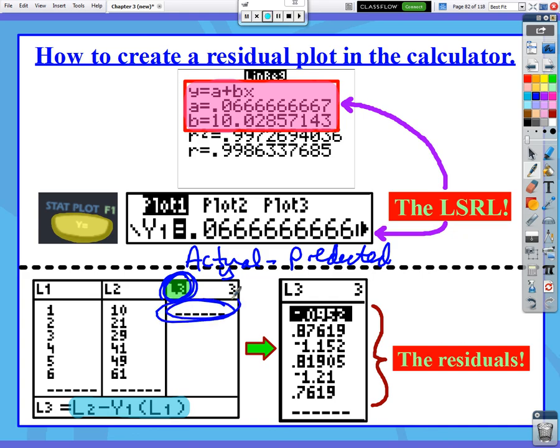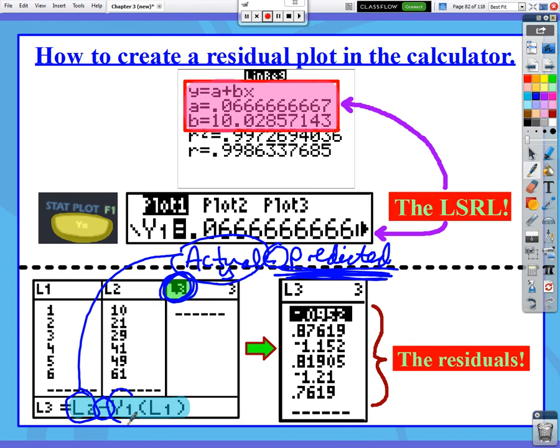You don't want it here in the first entry spot of list 3, but go up to list 3, and we're going to type in list 2, because again, list 2 are the actual y values, and then we're going to subtract away the predicted y values. And this is where our regression line comes into play, because how did we calculate predicted values? We plugged x values into our regression line.